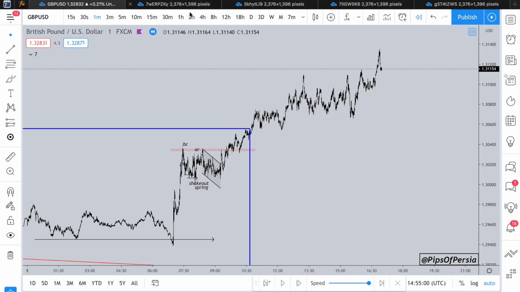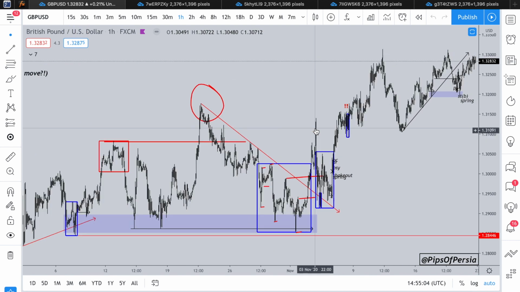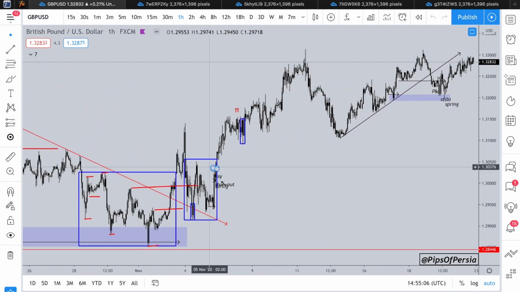So again, these could have been multiple entry opportunities once it broke above and once it broke structure. Let's go back to the hourly time frame, take it off replay mode to kind of see what happened after that. That was that reaccumulation picture we were talking about on the 1 minute time frame right there.